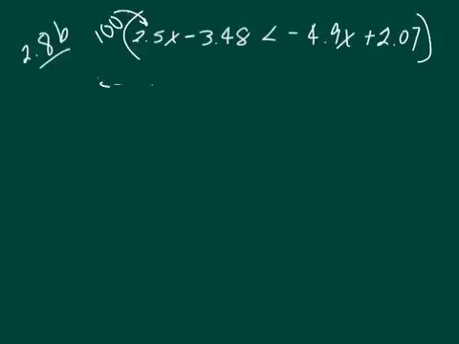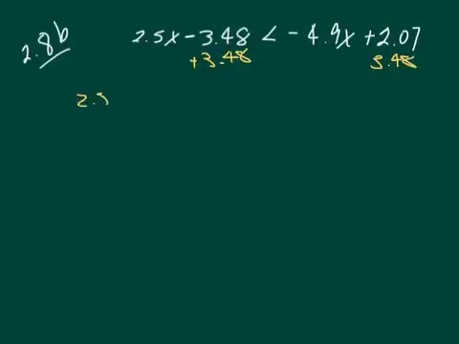The other way is just to leave the decimal points on there and just use your calculator to add and subtract the decimals. So that's what we're going to do here. So let's see, what do we want to do? We want to add 3.48 to both sides. I'm just moving things around so I can get my x's by itself. So let's leave everything else alone. And then that will give me 2.07 plus 3.48 is 5.55.